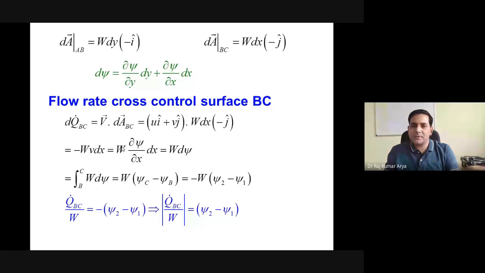So just substitute the same thing here, and again you got the same thing here, right? So this is the flow rate across the section BC going this side. Per unit width of the flow, that is the entire width of the flow, again came psi 2 minus psi 1. So if I know psi, I can easily calculate the flow rate going between 2 points. This actually helps to calculate flow in open channels. That calculation part we will do when we do the practice problems.